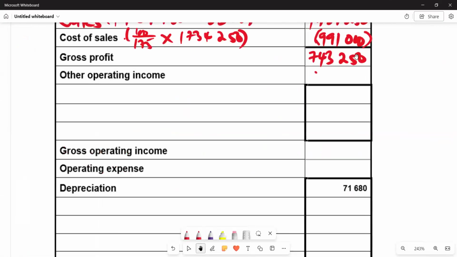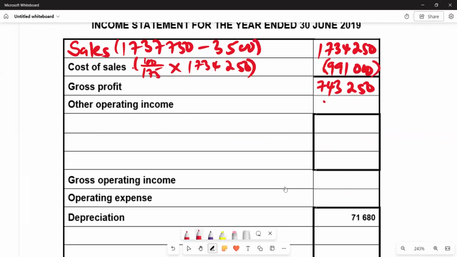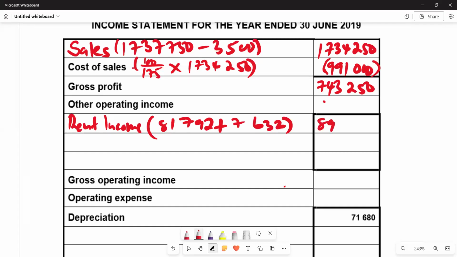This is our other section. So we are saying the first item that we are having there is going to be our rent income. The rent given in the list of balances is 81,792. And then we add the one that was not yet received, 7,632. And then we get a total of 89,424.